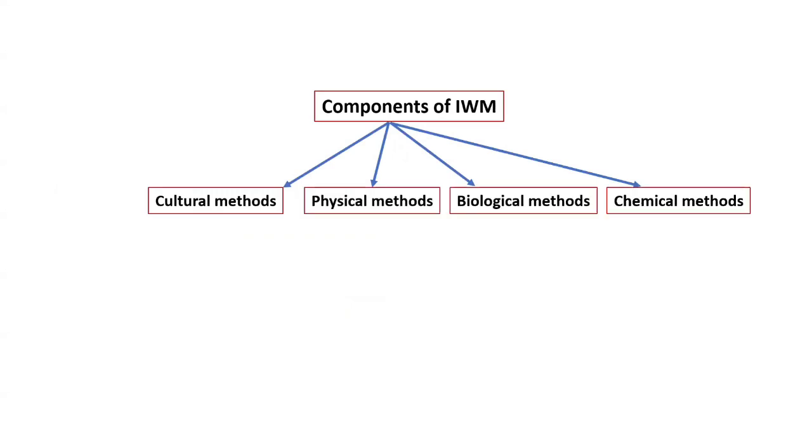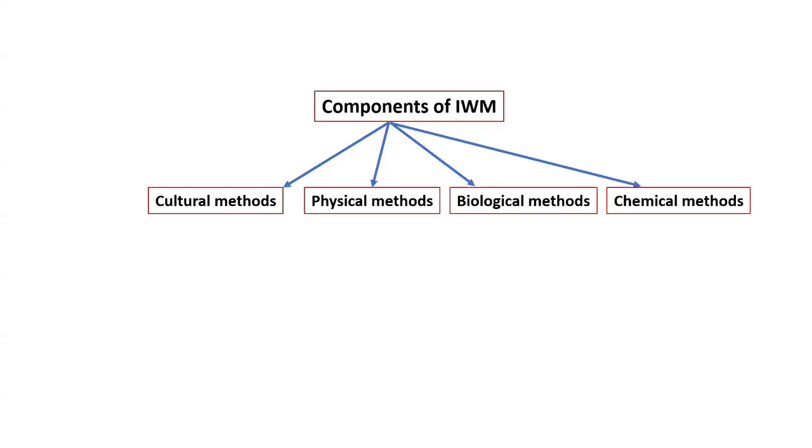Okay, now the components of integrated weed management. Components means the methods that we require to combine to perform integrated weed management. That's why it's required to use more than one method in a compatible way. All the technologies will be compatible with each other, not competitive.